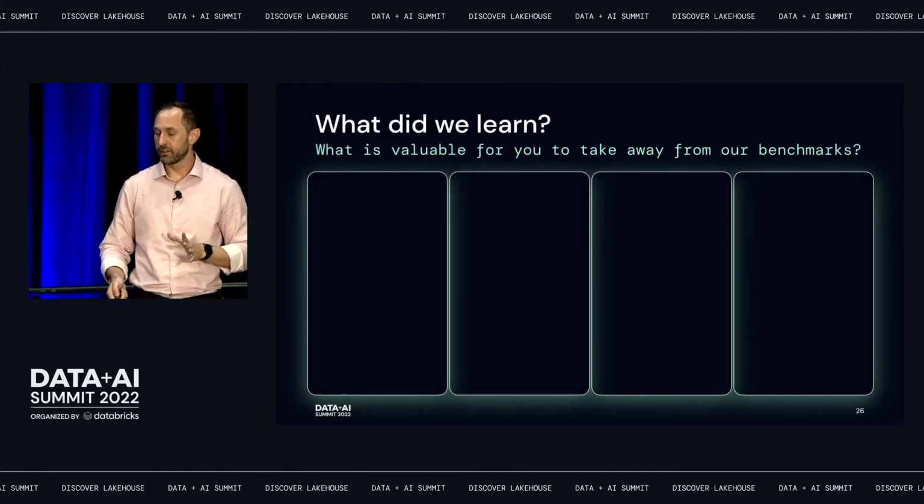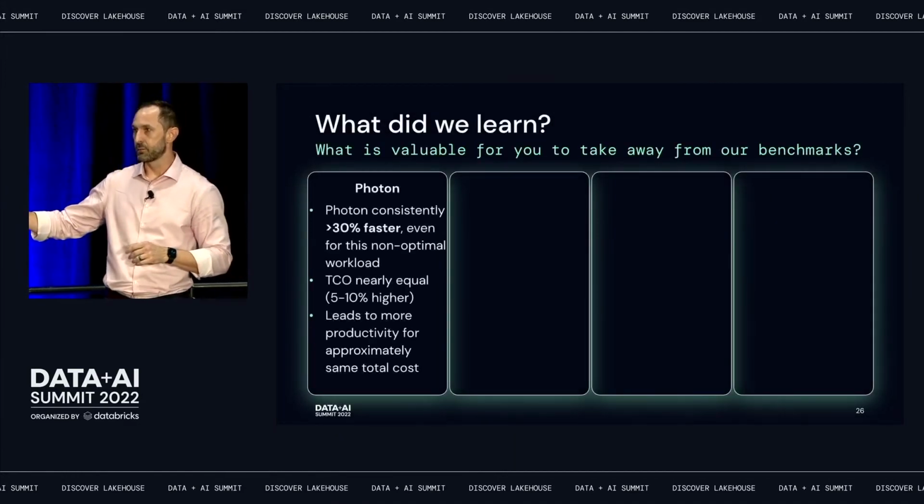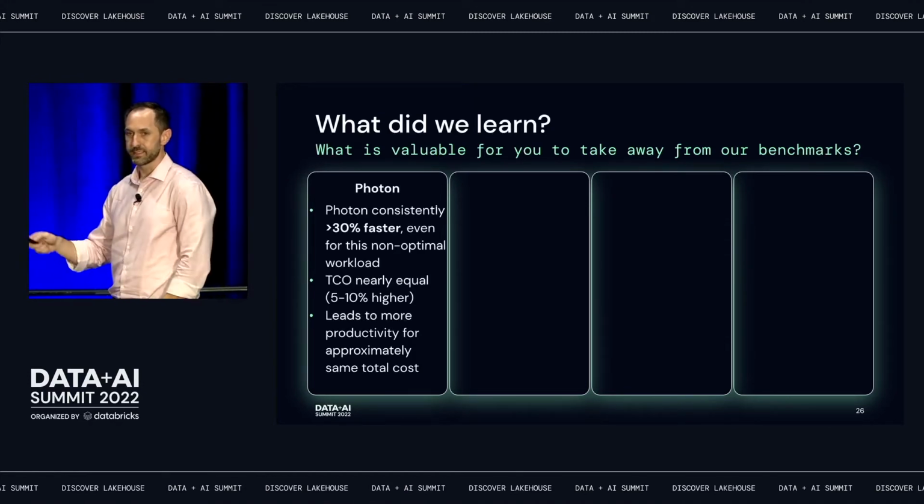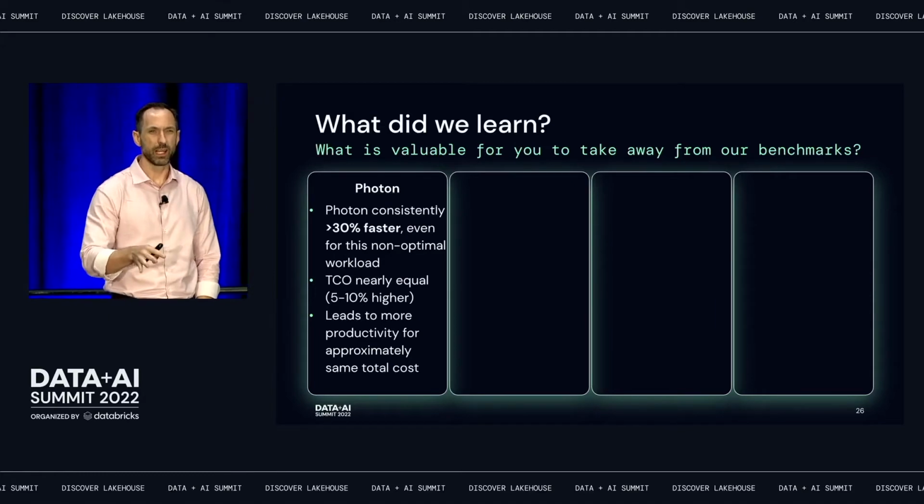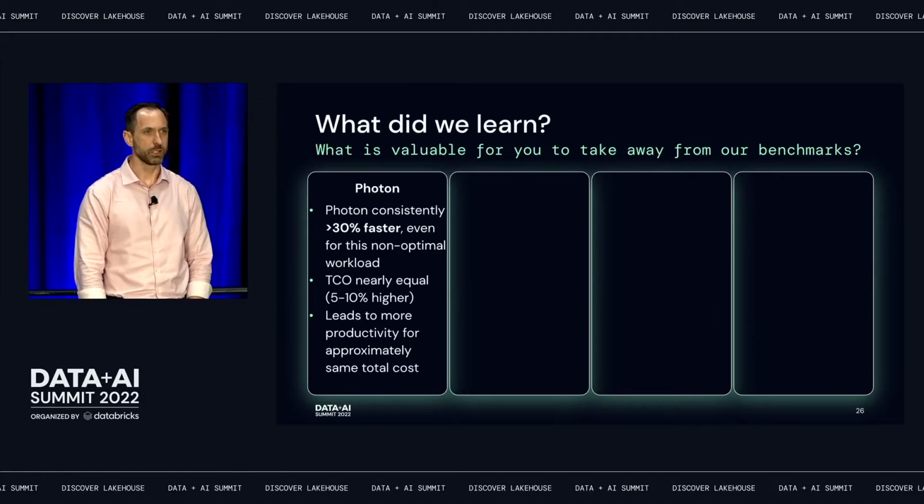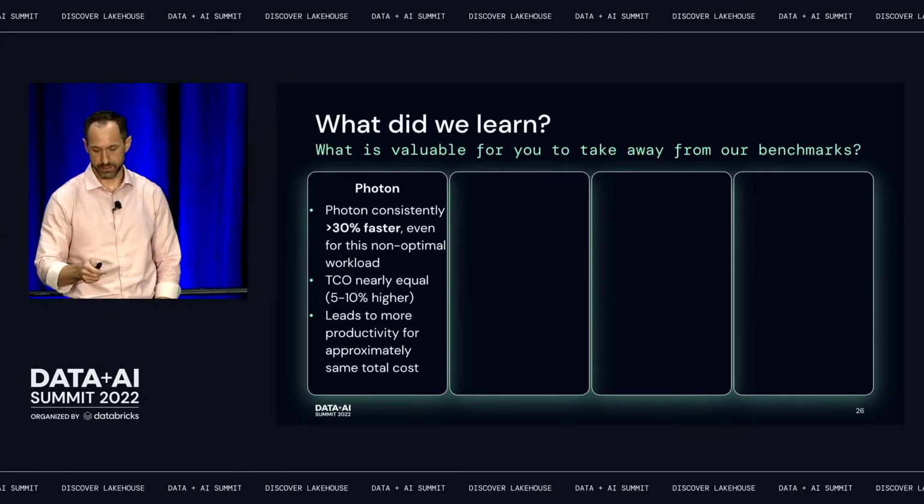So what did we learn? You probably saw from the chart a moment ago that Photon is consistently faster. TCO is approximately the same. It's generally about 4.5% more expensive, but you do get your results about 50% faster in a lot of cases.